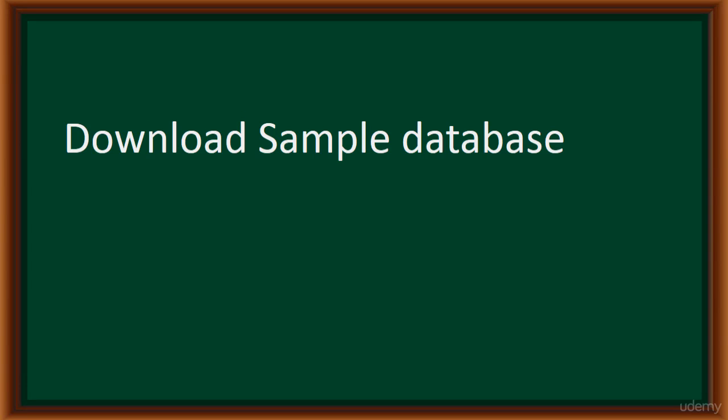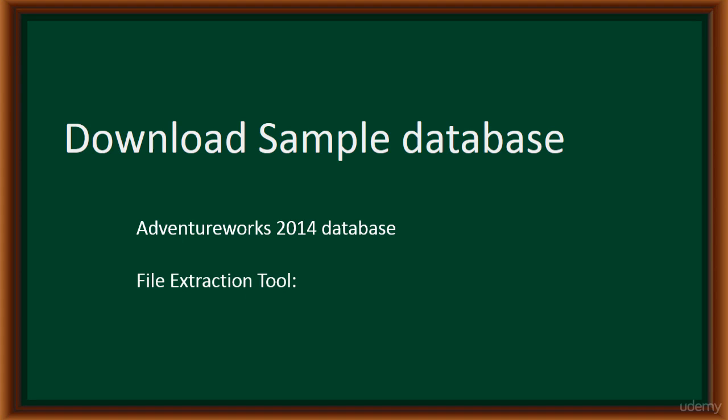Hello and welcome. In this lecture, we are going to download a sample database. The database we are going to download is called AdventureWorks 2014. The download files are compacted, so you will need to extract them before you can use them. And you'll need a file extraction tool, and there are several. You've got WinZip, WinRAR, 7-Zip, and you can do a Google search and see if you can find some more.